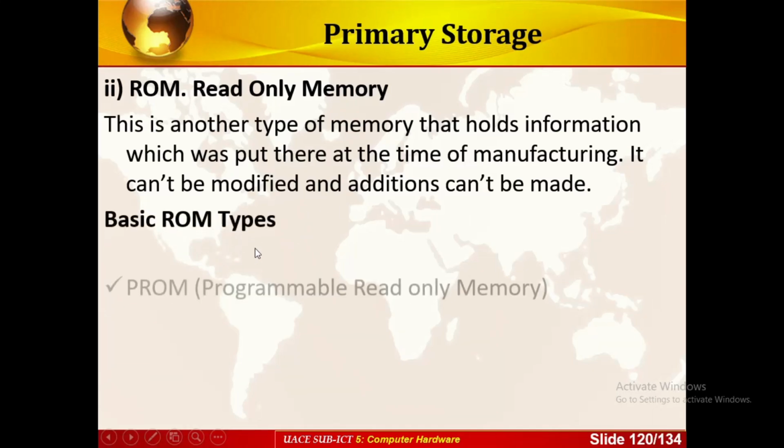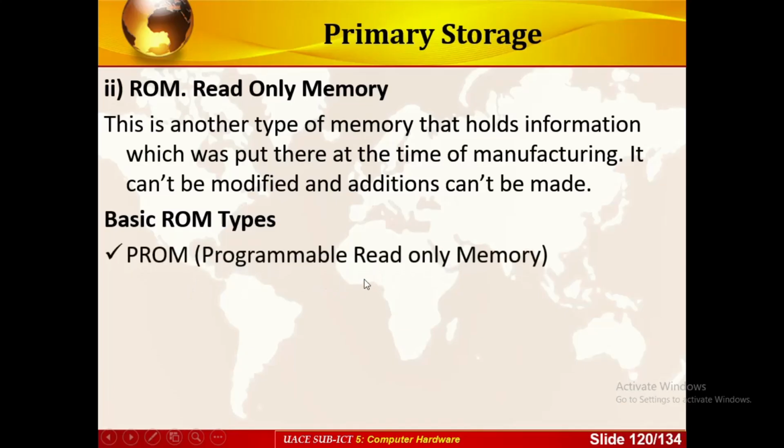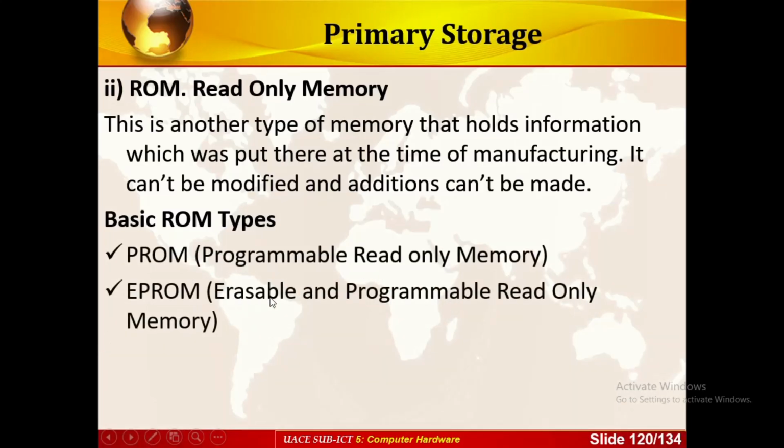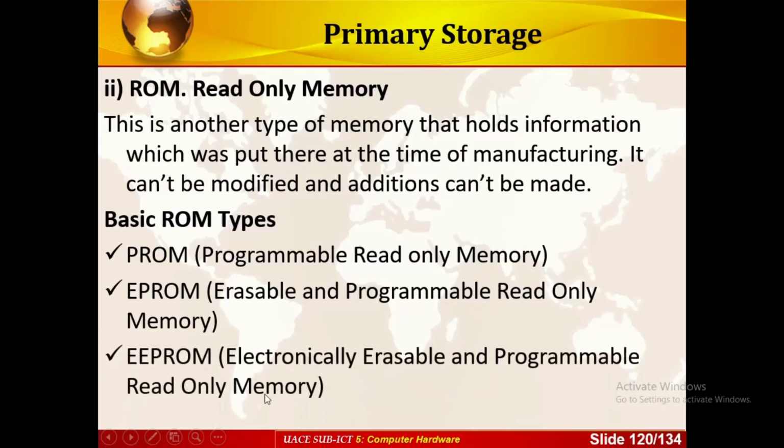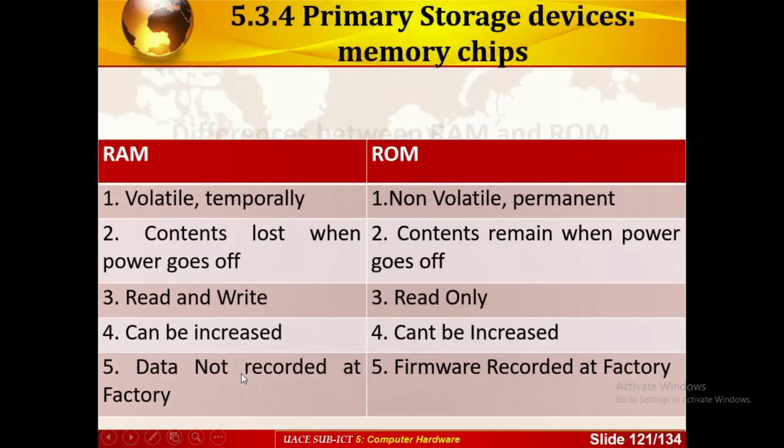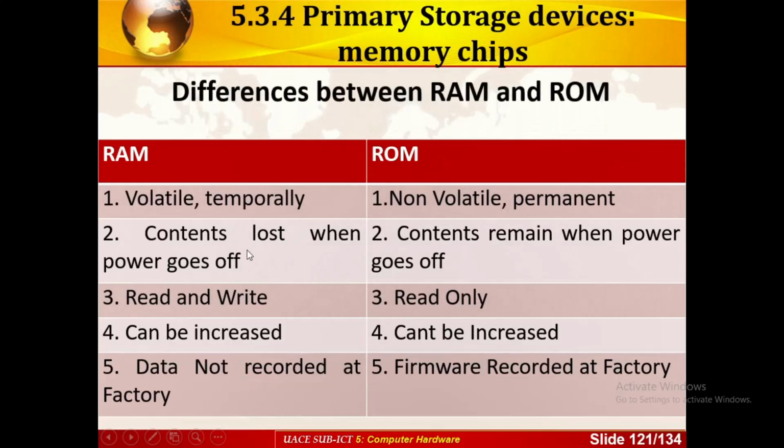ROM types: we can talk of PROM, that is programmable read-only memory. We can talk of EPROM, that's erasable and programmable read-only memory. We can talk of EEPROM, that is electrically erasable and programmable read-only memory. Then, when it comes to the difference between RAM and ROM, RAM is volatile and ROM is non-volatile. RAM loses its contents when the power goes off, while ROM retains them.